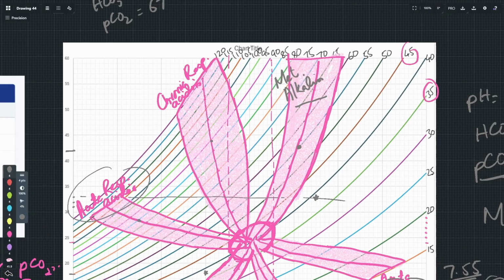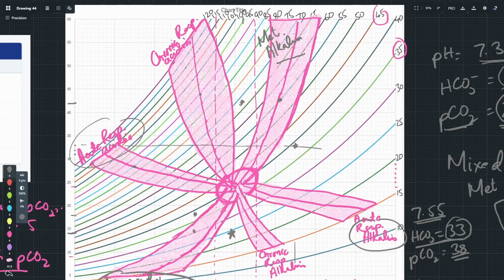From the top it would be here, and 67 would be somewhat here, right? So we can follow all these, and our graph would be pointing to here. So it is close to chronic respiratory acidosis, but not very close.